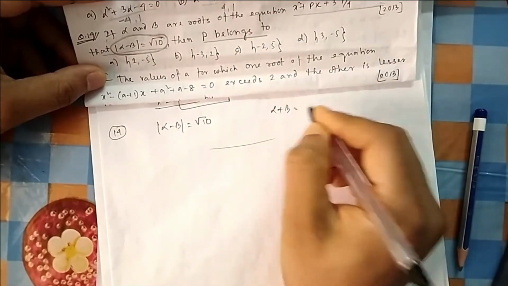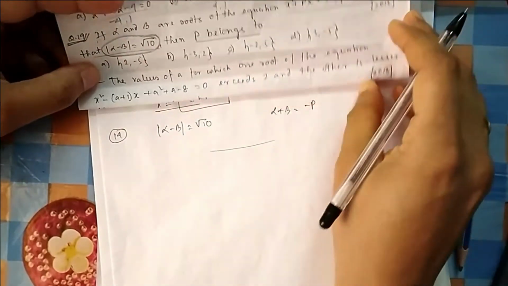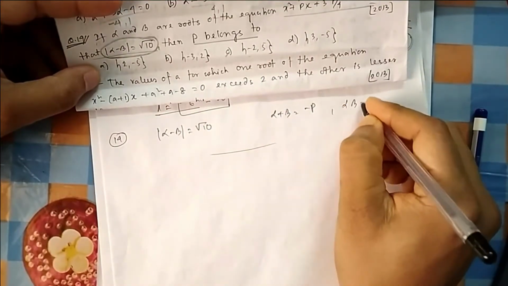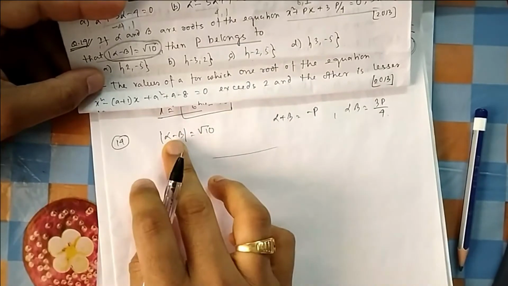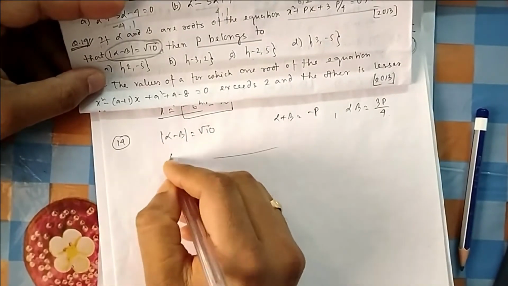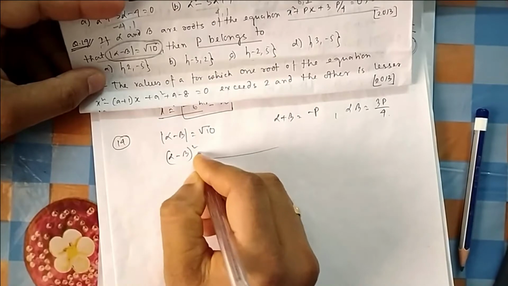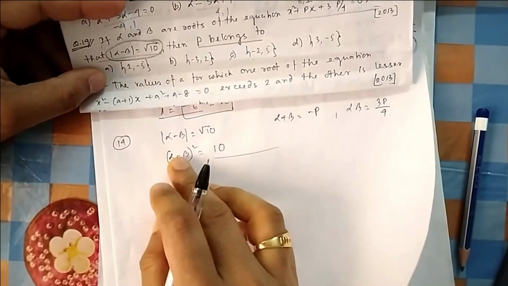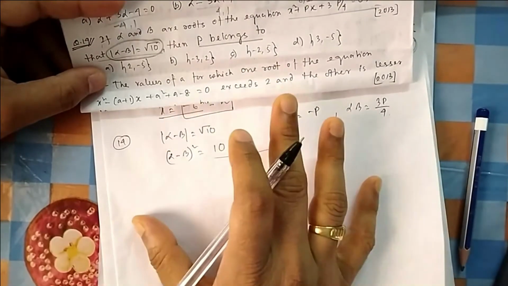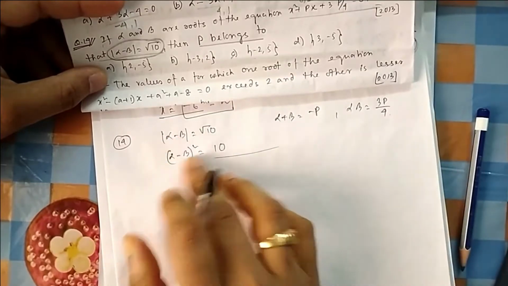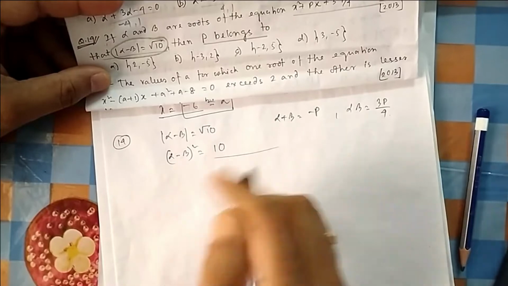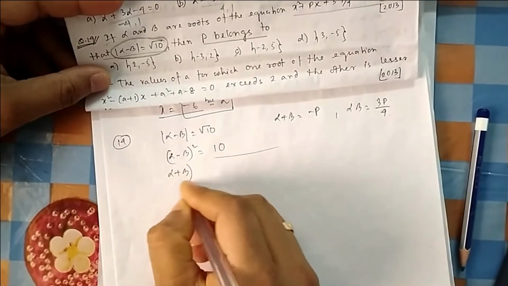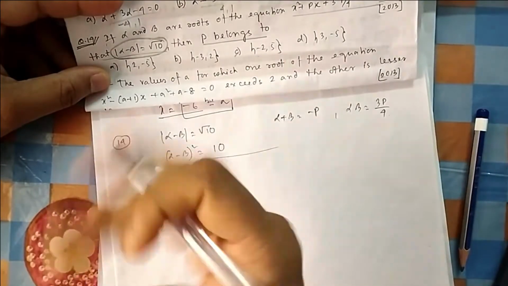You know alpha plus beta will be equal to minus b by a, which is minus p, and alpha beta equal to 3p by 4. Now you need to use this one here. So how to use this? One way to remove mod is to take square on both sides, because if you are taking square, that means you are dealing with positive numbers only. Even if it is negative inside, if you square it, it will be positive. So this is one way to deal with mod, to remove mod. Just square both sides, your mod will be removed.